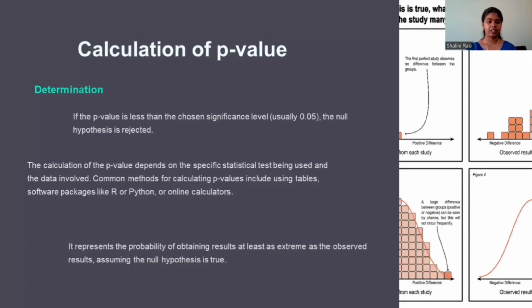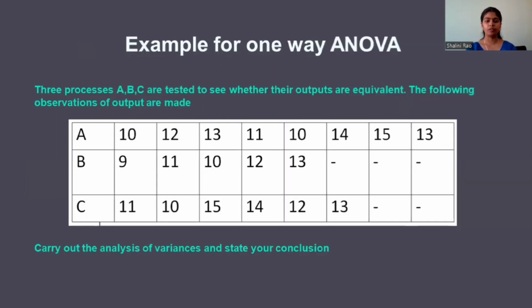Calculation of p-value. Determination. If the p-value is less than the chosen significance level, usually 0.05, the null hypothesis is rejected. The calculation of the p-value depends on the specific statistical test being used and the data involved. Common methods for calculating p-values include using tables, software packages like R or Python, or online calculators. It represents the probability of obtaining results at least as extreme as the observed result, assuming the null hypothesis is true.